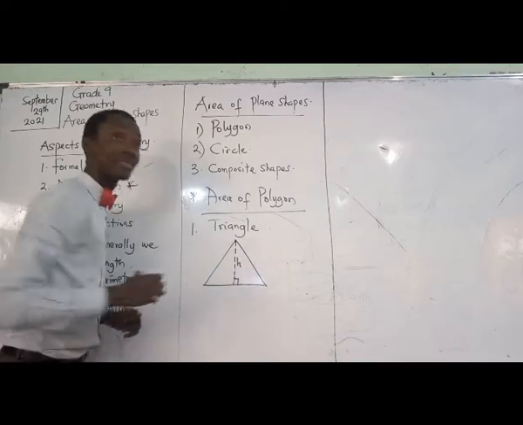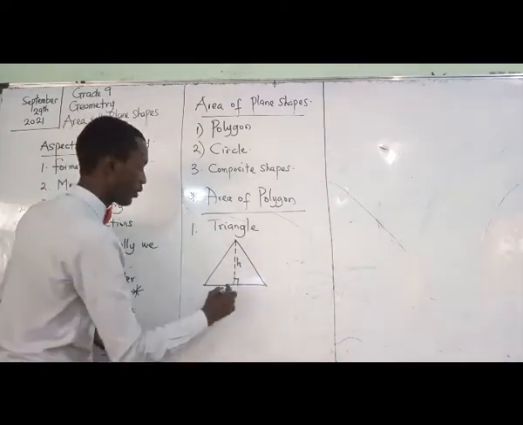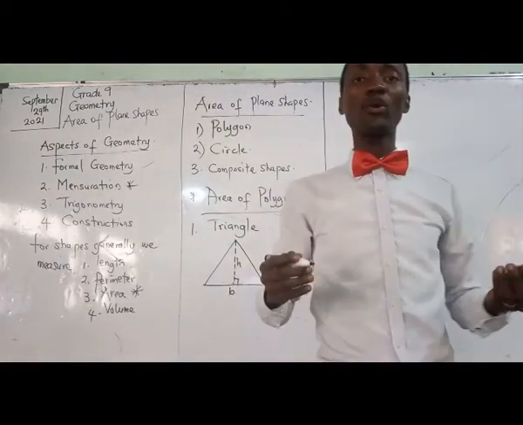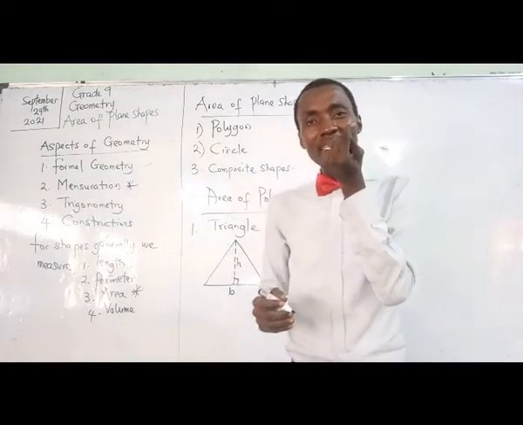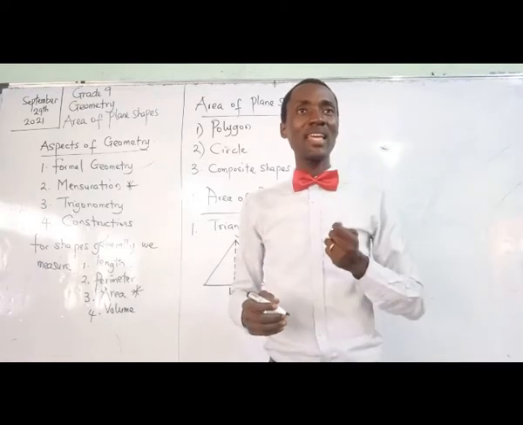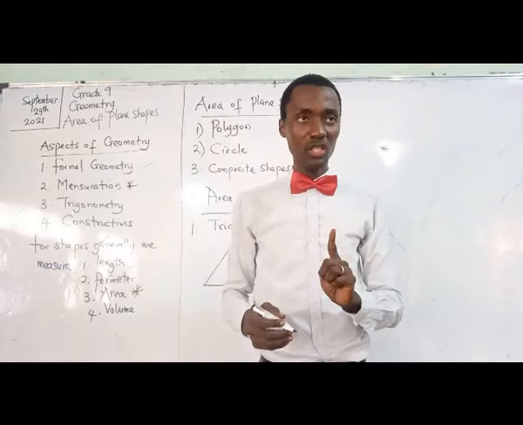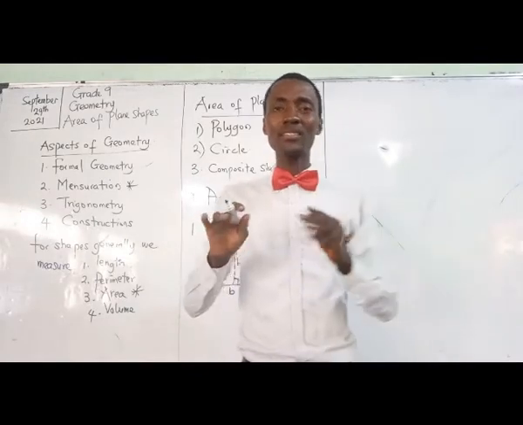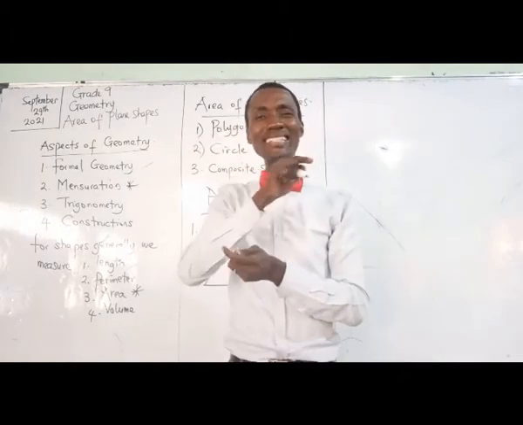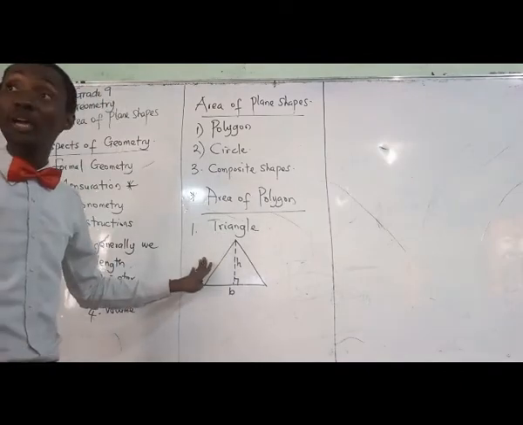We call that the height. And this part that is resting on the ground, we call that the base. So, in looking at a triangle, the base is considered as what? B. And the height is considered as what? H. As a standard practice, whenever you see H, H stands for what? Perpendicular height.